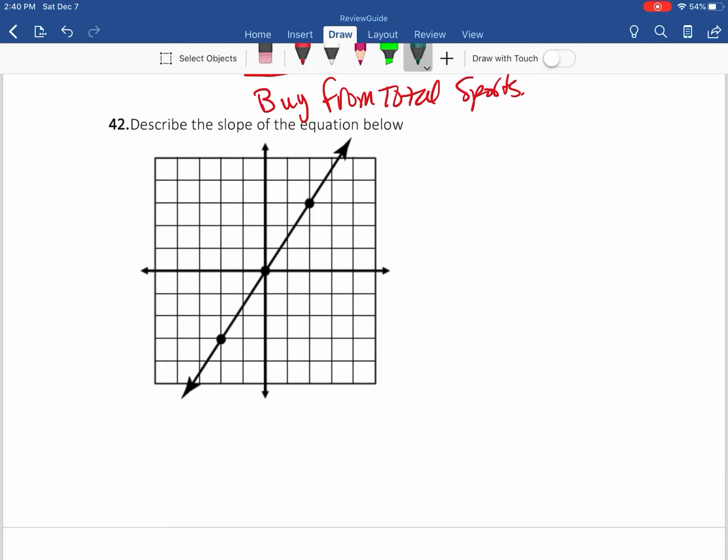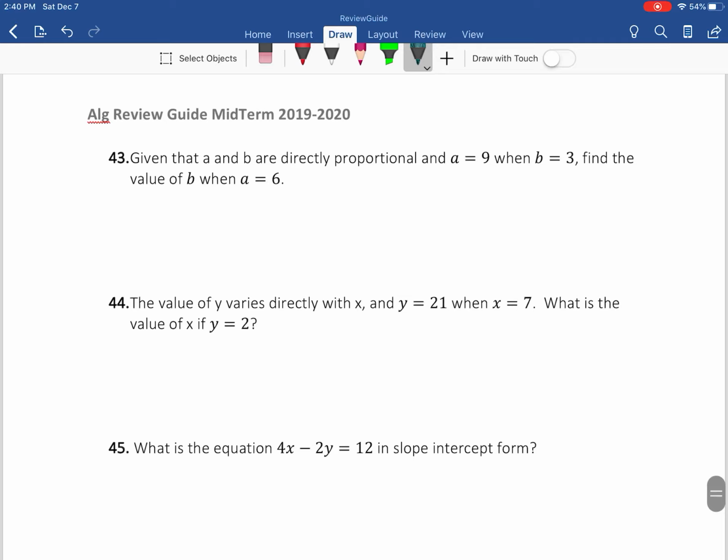Describe the slope of the equation below. So I just need to find my slope. So I'm going to rise 1, 2, 3, run 1, 2. So my slope is equal to 1.